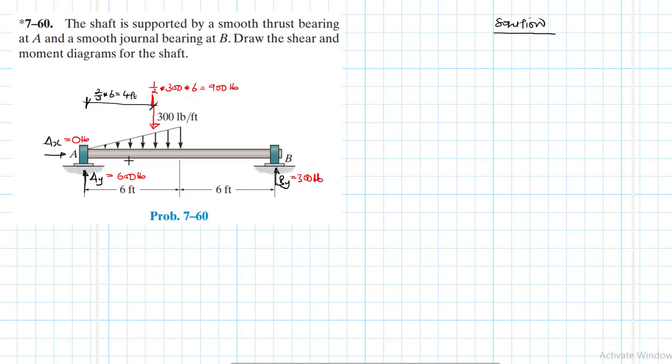we have intervals. Let me also indicate this as interval C. So we have interval AC and CB. So in the first case, I'm going to section this beam here, and then I'll be moving from A going in this direction. So let me draw this beam quickly. So I have a load there which is 600 pounds. This point is A, and then I have this triangular load.